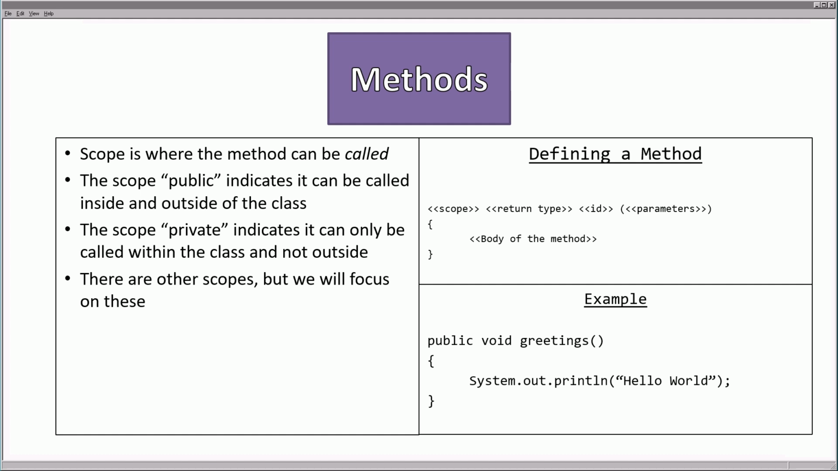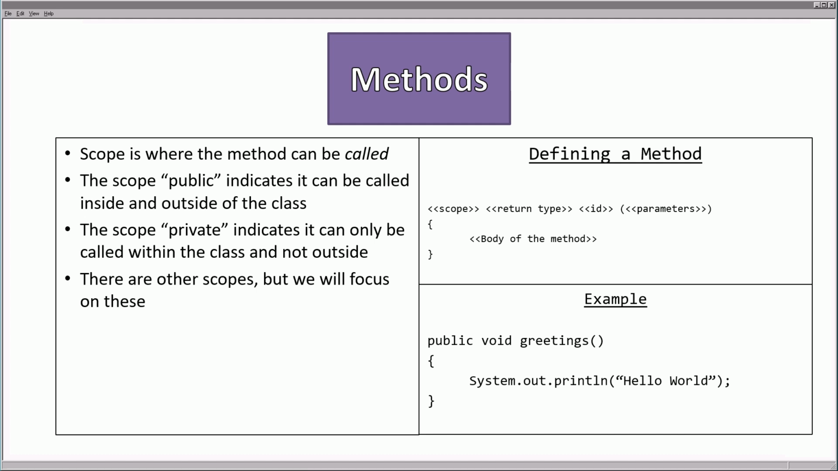This is where the method can be called. If the scope is public, this indicates that it can be called inside and outside of the class. As you can see here, this is an example of a public scoped method, so this can be called within the class, or it can be called by a different class itself. Now, another type of scope is called private, and this indicates that it can only be called within the class and not outside of it.